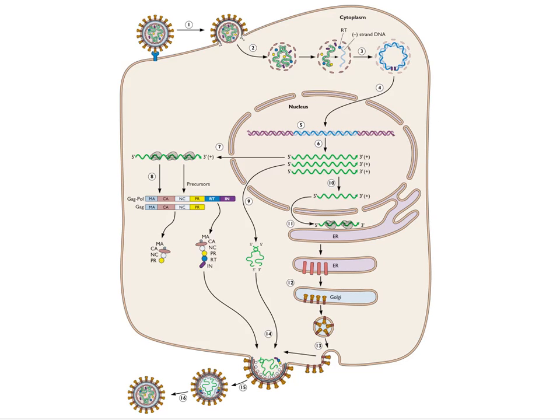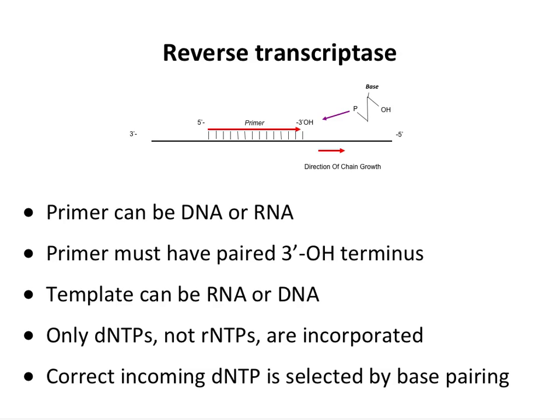All right, let's look at some of these steps in more detail now. Let's start with reverse transcriptase. This is, again, a viral enzyme. It copies the viral RNA to produce DNA. It is a primer-dependent enzyme. The primer can be DNA or RNA, and you will see examples of both today. The primer must be completely base paired, as it's shown here.